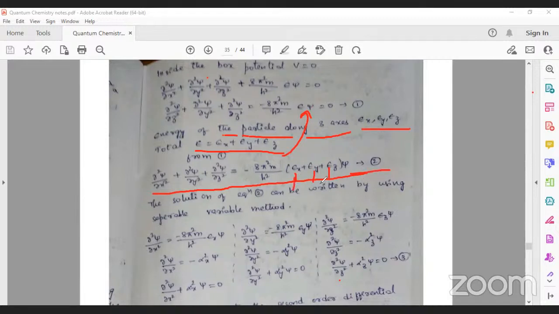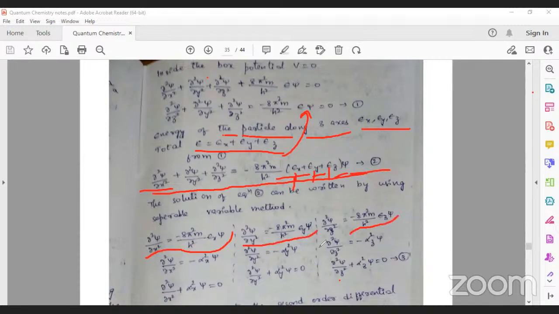Here we need to separate the Ex term. All the x terms will be separated, all the y terms will be separated, and all the z terms will be separated. That is with the help of the separable variable method, right? So therefore, we will get ∂²ψ/∂x² = -8π²m/h² into Ex into ψ. Similarly, y, that is Ey into ψ. Similarly, z, that is Ez into ψ.